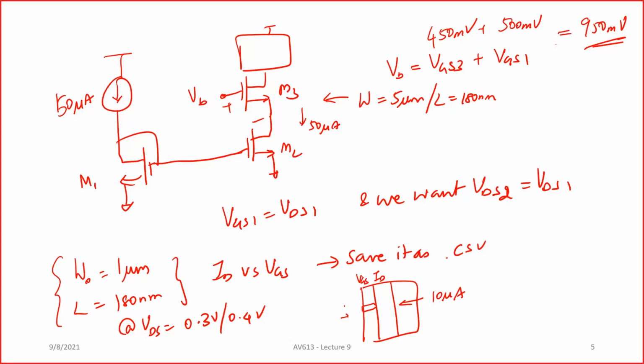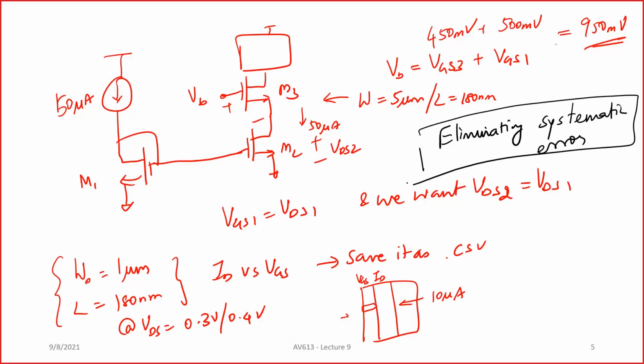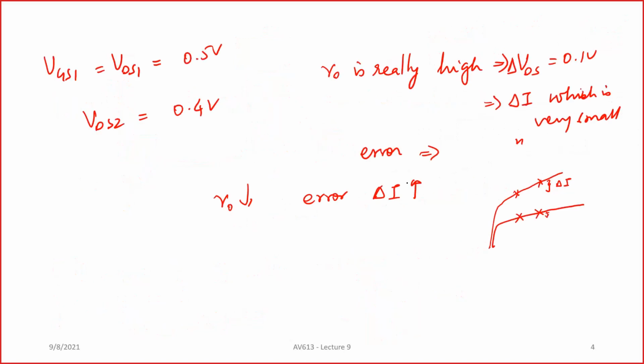So when you do it like this, you are fixing your VDS2 to be exactly equal to VDS1, and thereby you are eliminating systematic error. This is the first major thing that happens because you do cascoding. All right. Now, what about the output impedance? You also improve the output impedance.